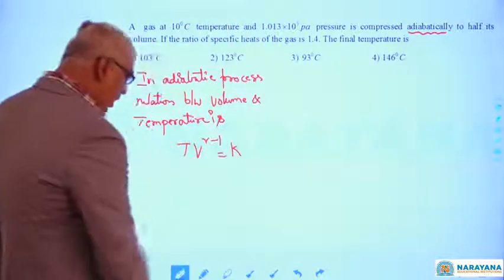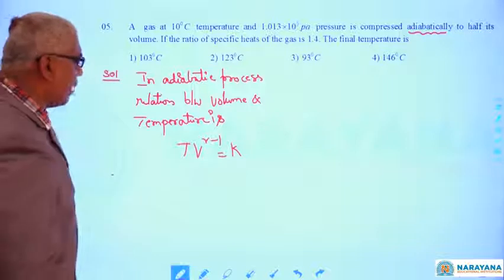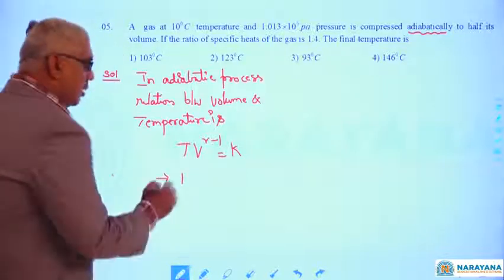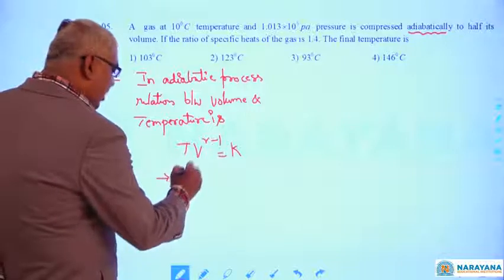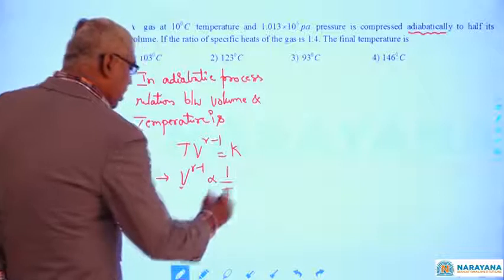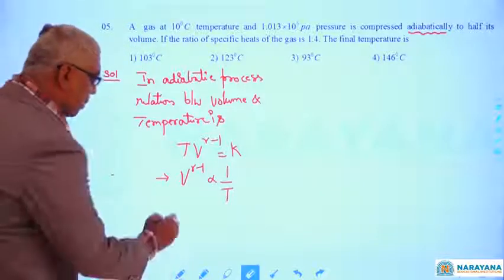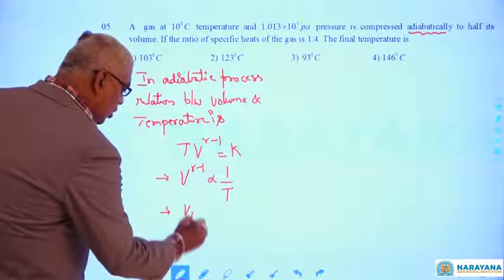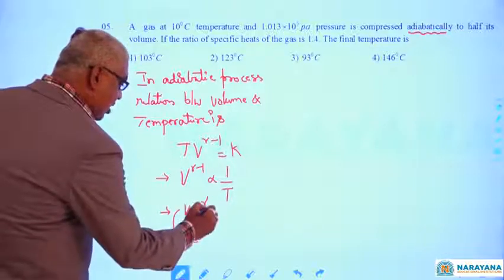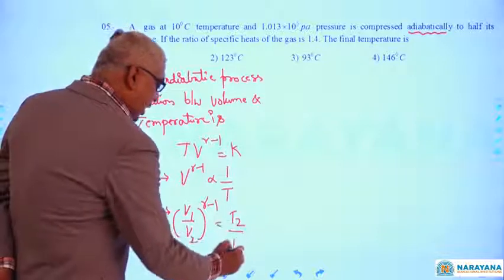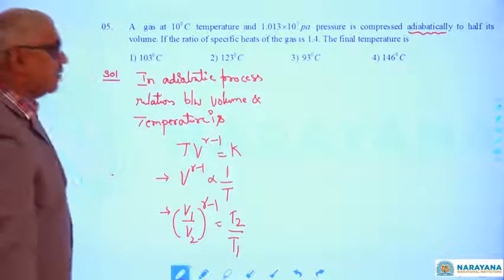Have the idea? TV to the power of gamma minus 1 equals a constant. From this what can I say? V to the power of gamma minus 1 is proportional to 1 by T. So (V1 by V2) whole to the power of gamma minus 1 equals T2 by T1.